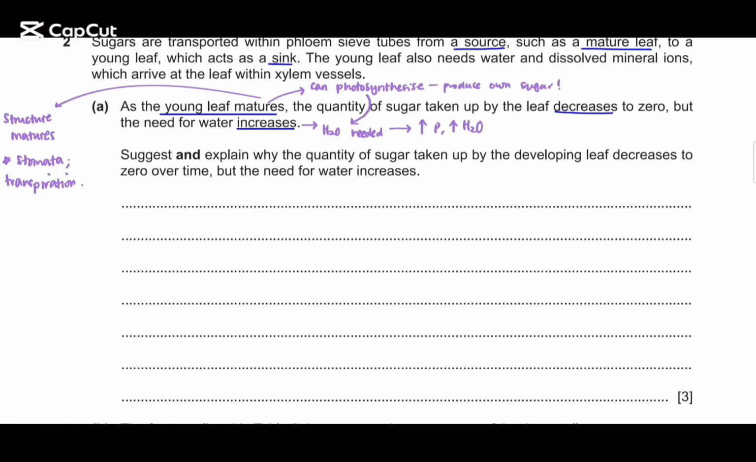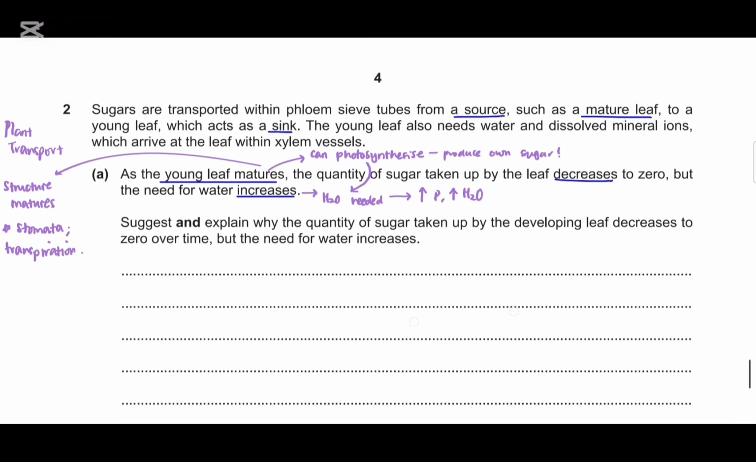Alright, so this one, okay, revise again. The idea of a source and a sink is in the topic transport in plants. Sugars are transported within phloem sieve tubes from a source such as the mature leaf to a young leaf, which acts as a sink. Now, what do they mean by a source and a sink?